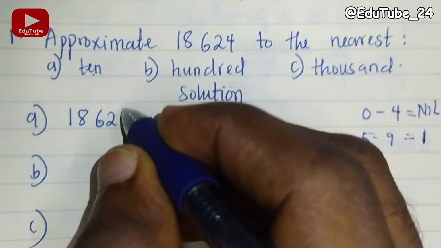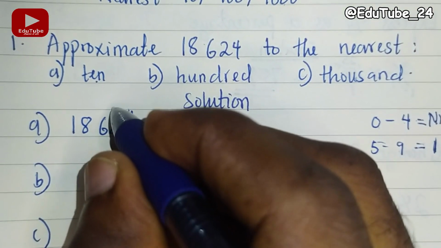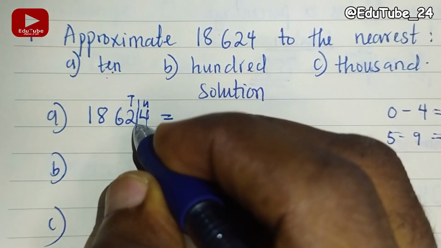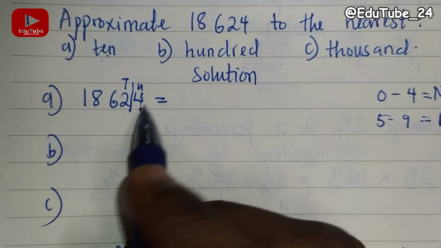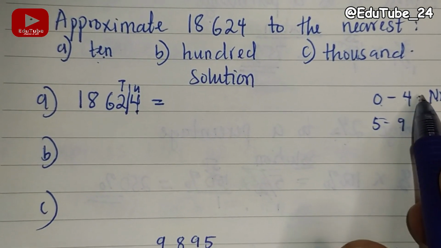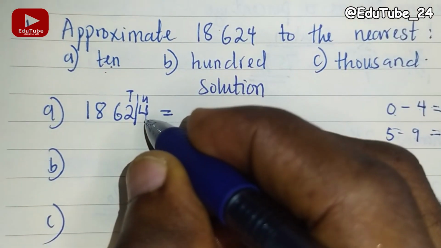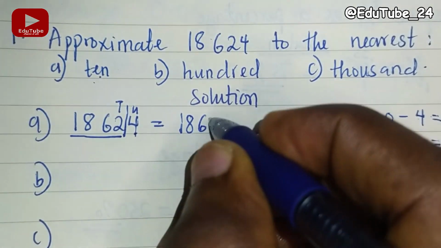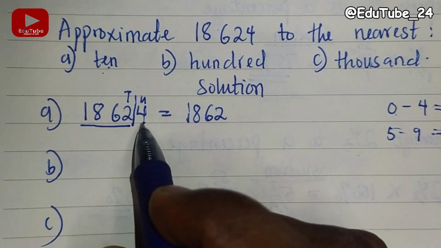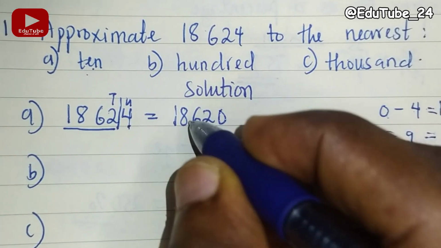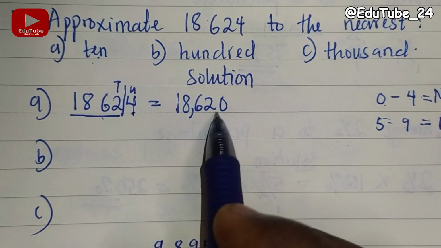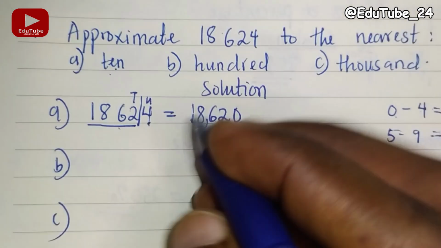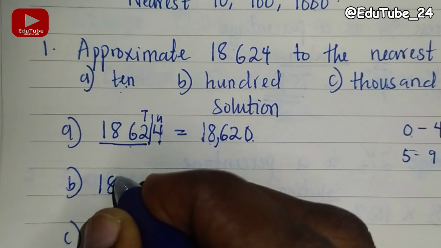Now, identifying the place value, 4 is units, and certainly 2 is tens. So because you're rounding off to the nearest 10, the nearest number to the tens place value is 4. And 4 is between 0 and 4, so meaning that we are rounding it down to nothing. So 4 will give out nothing. So we are basically going to write the number that comes before 4, 1862, and then 4 will be rounded down to 0. So we've successfully rounded off this number to the nearest tens, and the new value is 18,620.